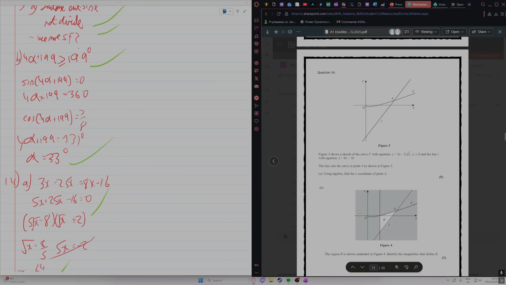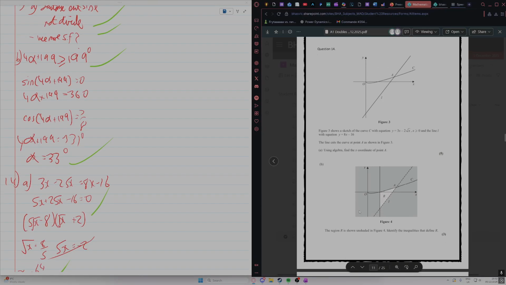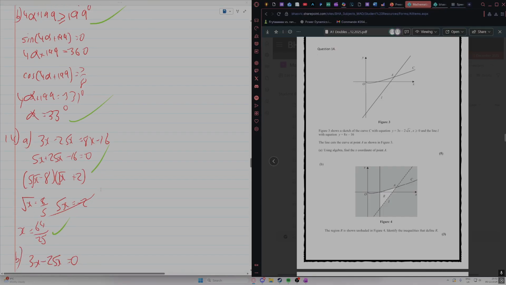Next question, almost done with section A, and I think section B is a lot faster, which is good. It's the same difficulty, but the questions are a lot shorter. So using algebra, find the x coordinate of point A, so you just set them equal to each other. Yeah, it becomes a hidden quadratic.